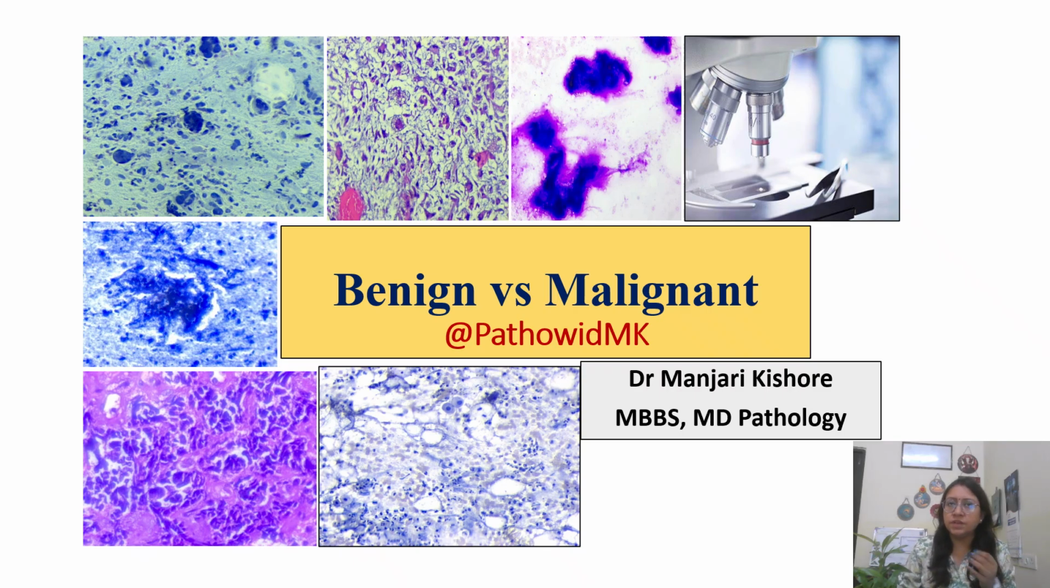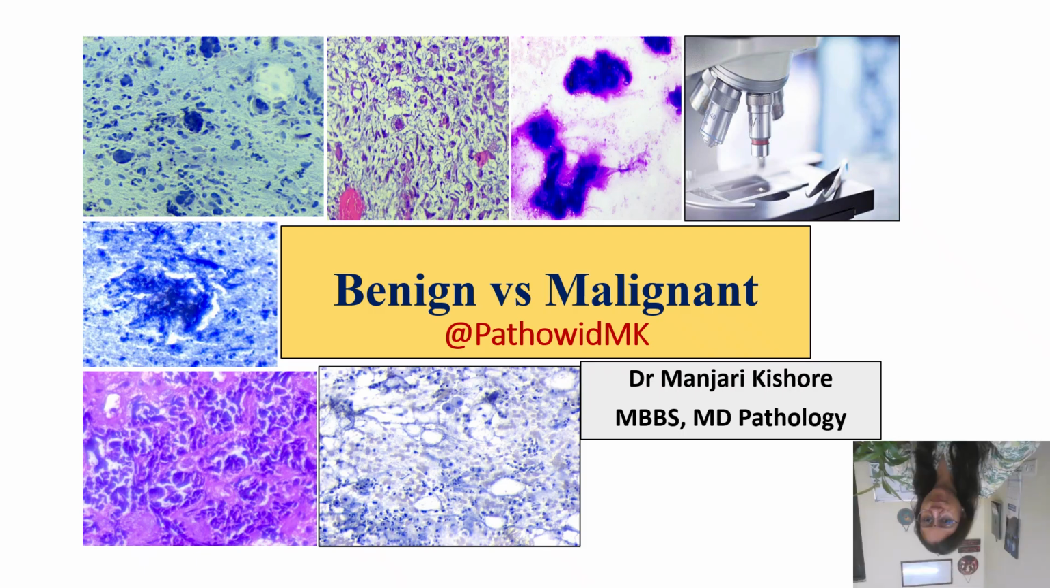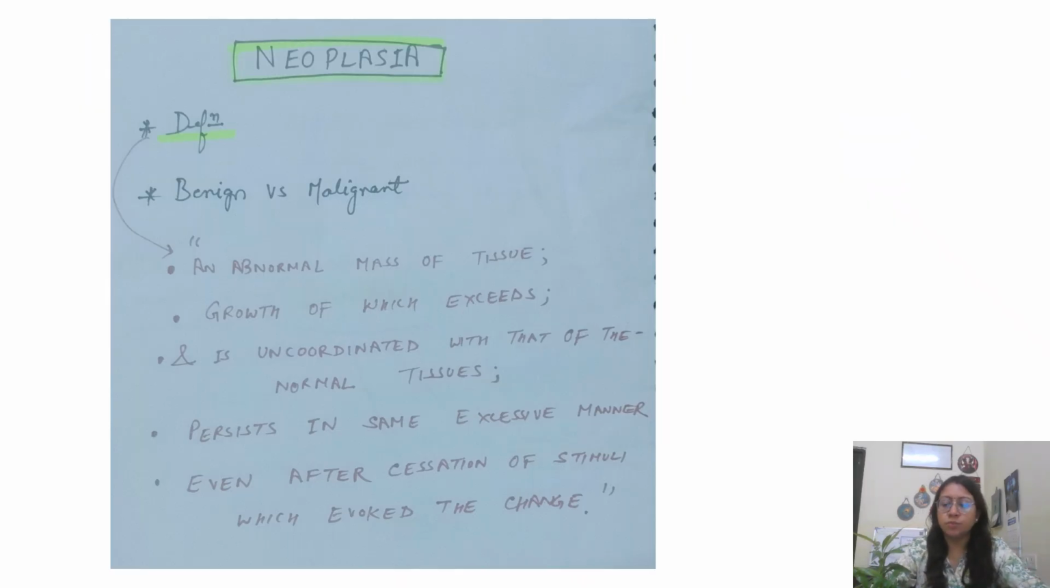When you start reading it, it is tough. But what I feel is that after two to three readings of Robbins or any book which you follow, it becomes much easier and you actually enjoy reading the chapter. In general pathology, I have no regret in saying that this is the best chapter which I like. So first, let me start with the definition.